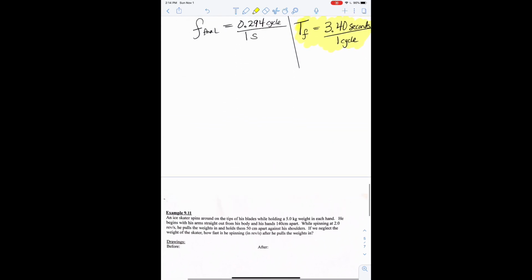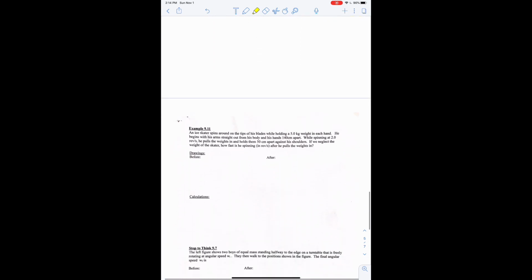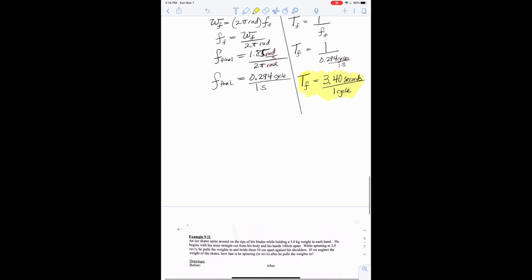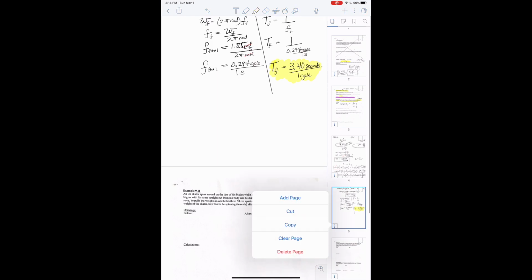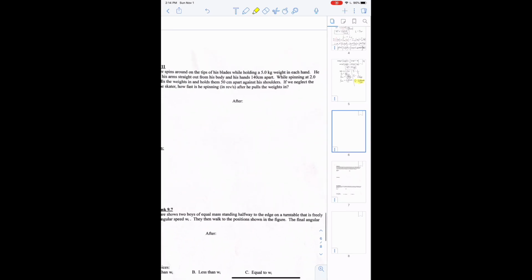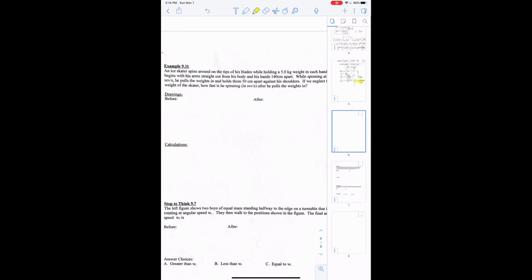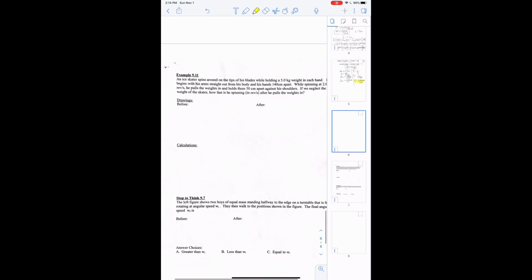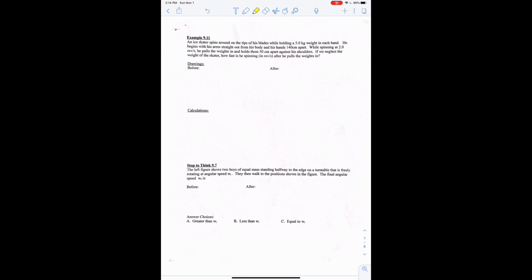And I may add another sheet of paper in right here, because I like to write large. Okay, I think that'll work. All right, so the next example, 9.11, says an ice skater spins around on the tips of his blades while holding a 5 kilogram weight in each hand. And he begins with his arms straight out from his body and his hands 140 centimeters apart.